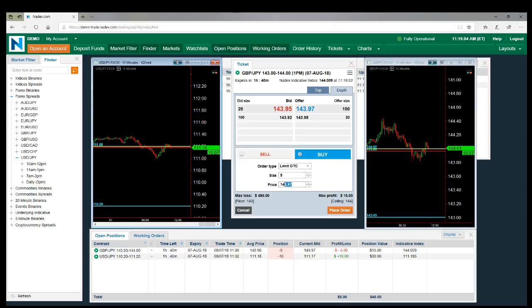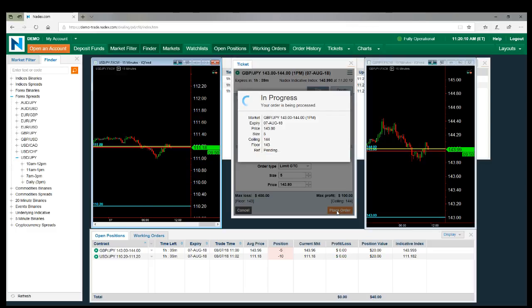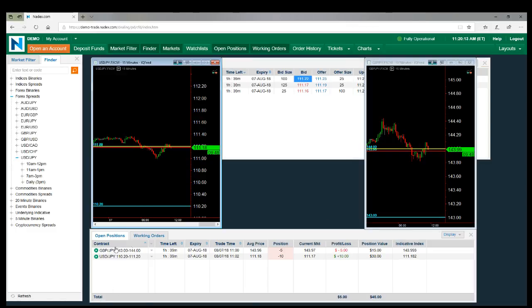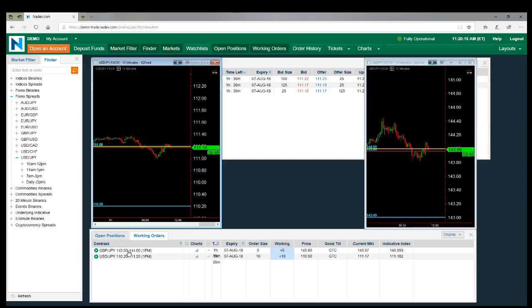Okay, so you could come down to 143.80, for example. Again, this is not going to be accurate because this is the exit order, okay? So we're just going to place that order. So now you have working orders on both of your spreads.